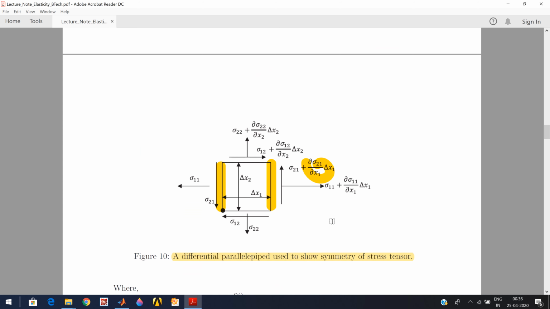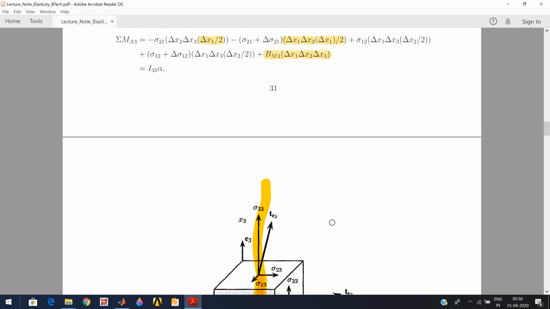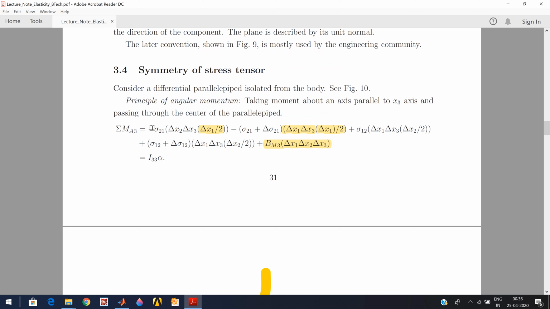One thing I would like to point out: in the handout that I have sent, there was some difference here. That was also a typo. You just make a note of it. There is some change from your earlier notes. It was sigma 1 2, but it should be sigma 2 1.